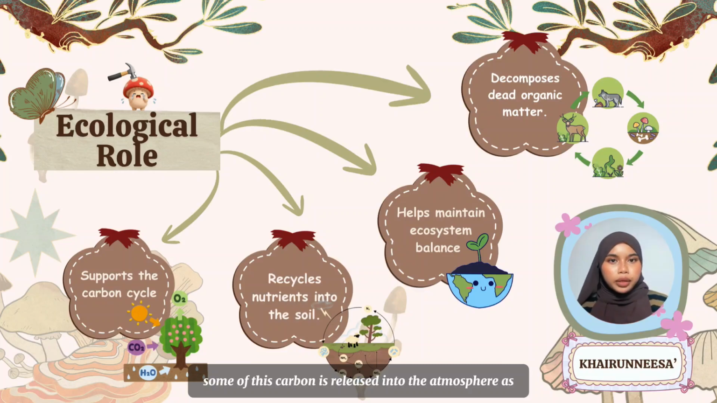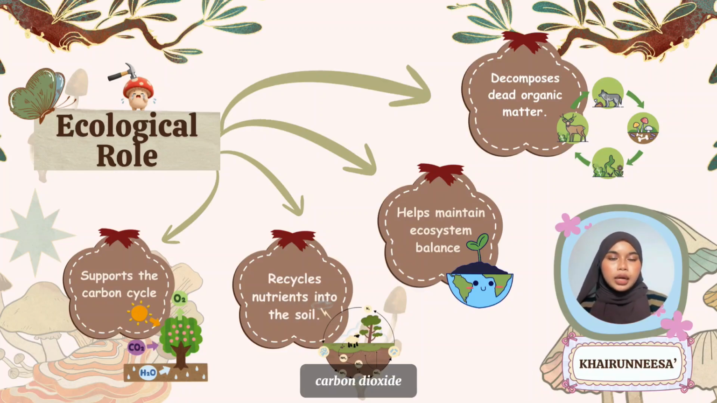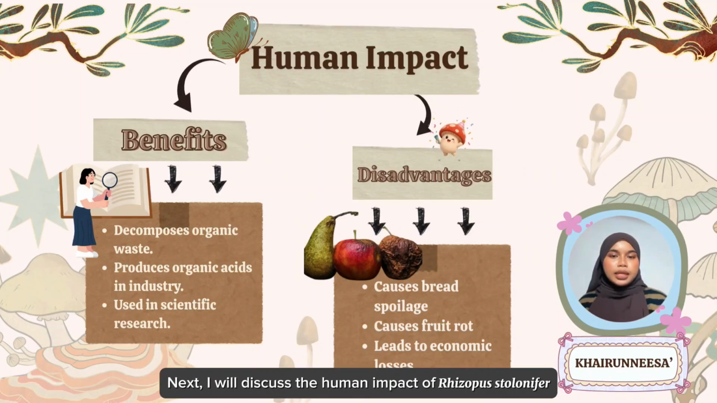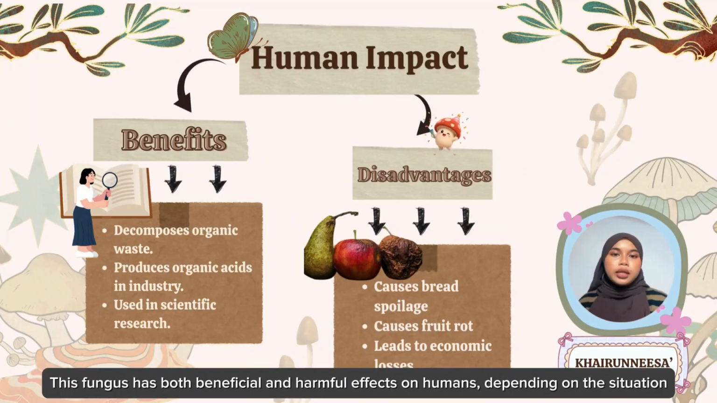Some of this carbon is released into the atmosphere as carbon dioxide through the respiration process, while the remaining nutrients continue to circulate within the ecosystem. So this process plays an important role in maintaining the natural carbon cycle. Next, I will discuss the human impact of Rhizopus stolonifer. So this fungus has both beneficial and harmful effects on humans, depending on the situation.